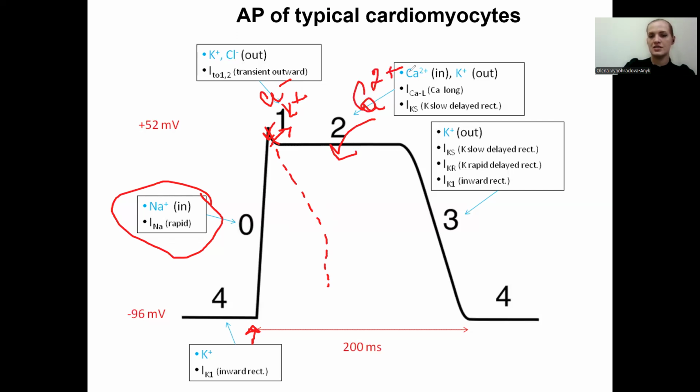Calcium is a positively charged ion. That's why calcium doesn't give this plateau phase, it moves down and induces fixation of this plateau phase at some high level. What is going on during the entrance of calcium?